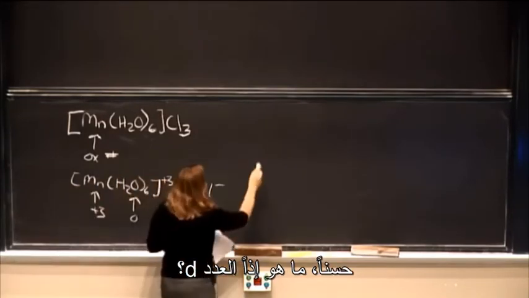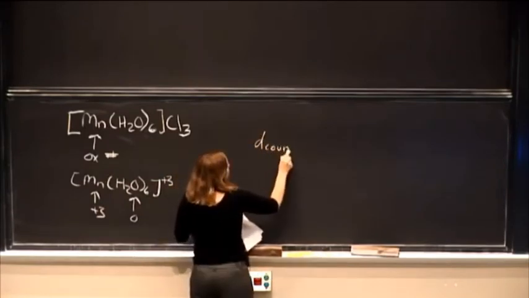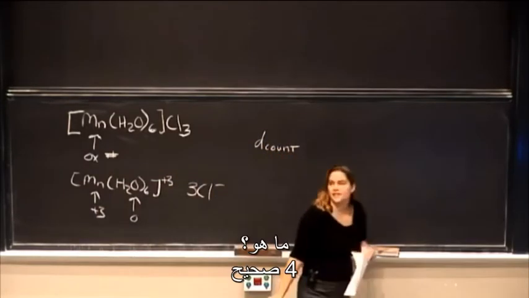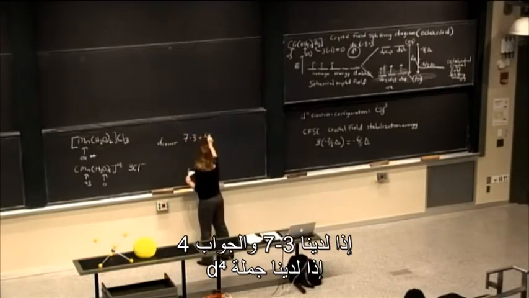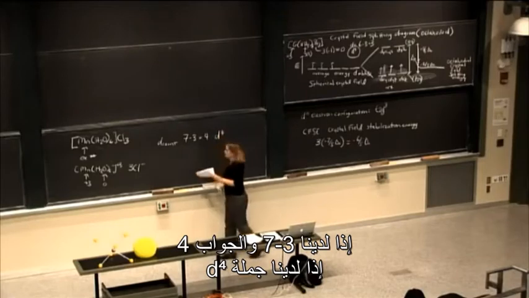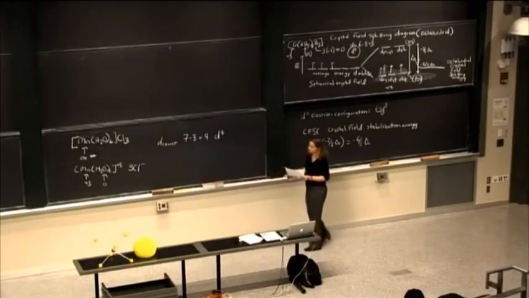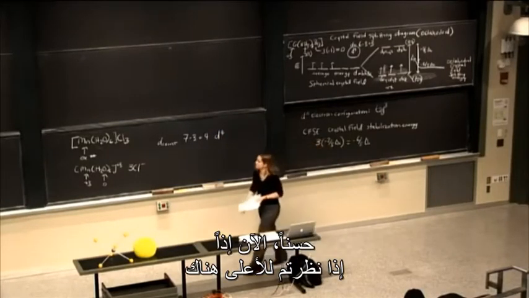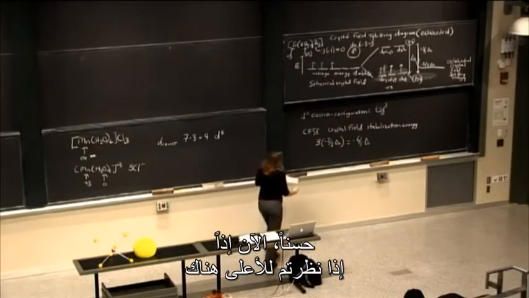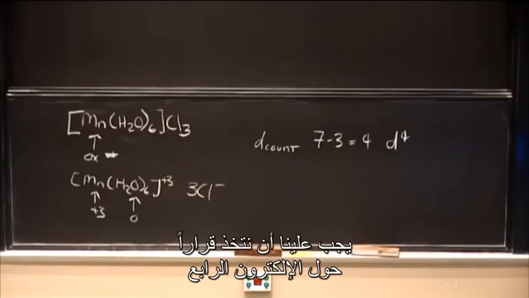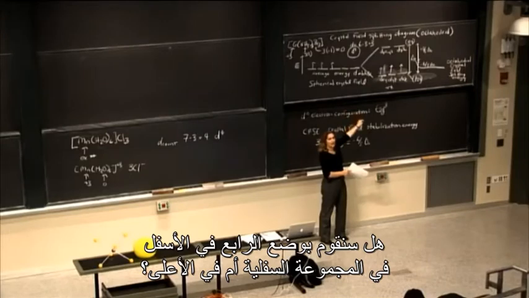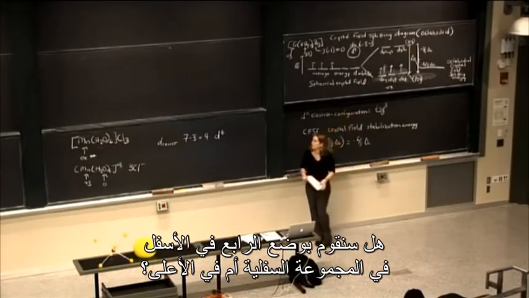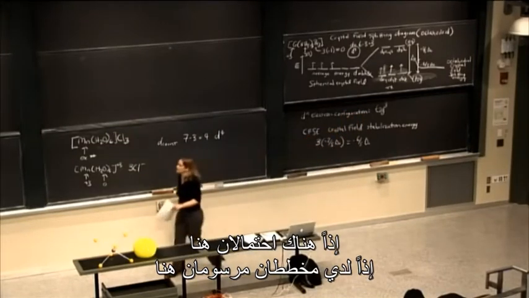All right, so then what is the d count? What is it? 4. Right, so we have 7 minus 3 is 4. So we have a d4 system. Now, if you look up there, we have to make a decision about that fourth electron. 3 electrons were easy. 4 makes it complicated. Do we put the fourth one down in the lower set, or do we go up? And so there are two possibilities here.